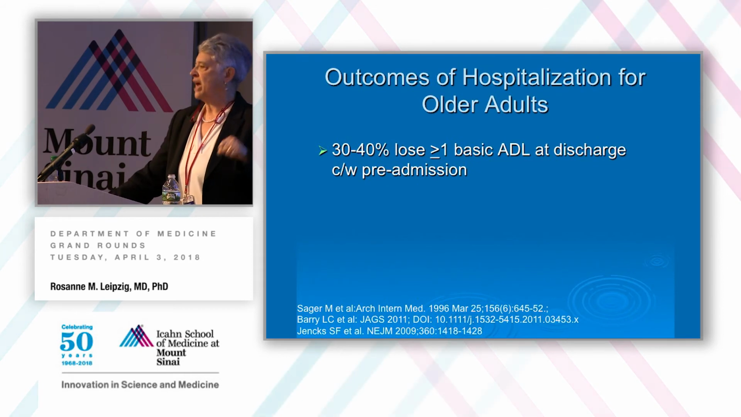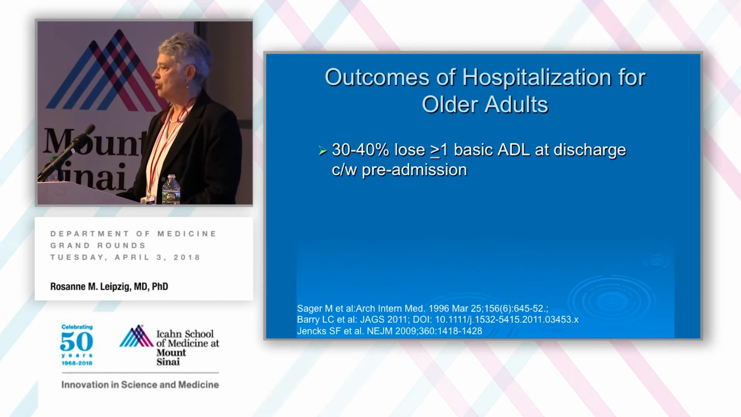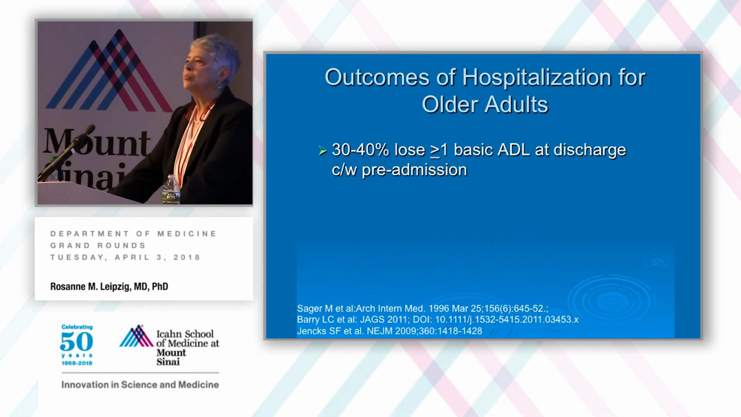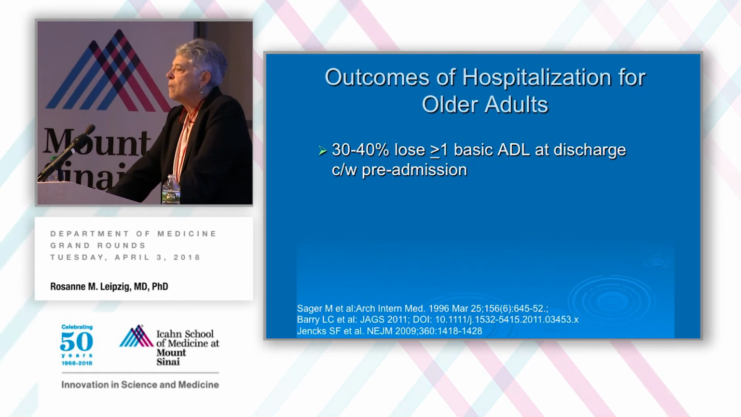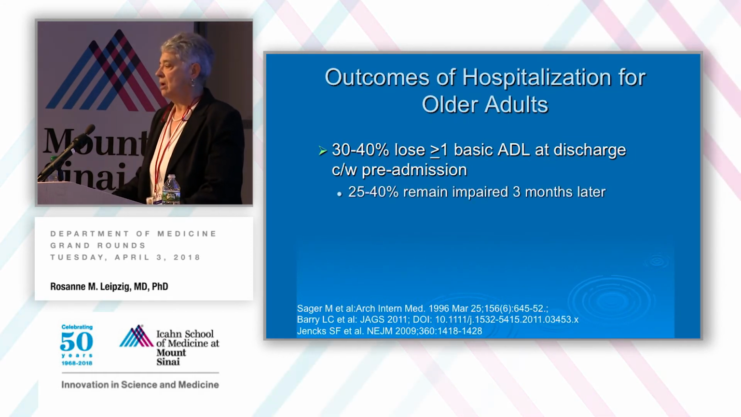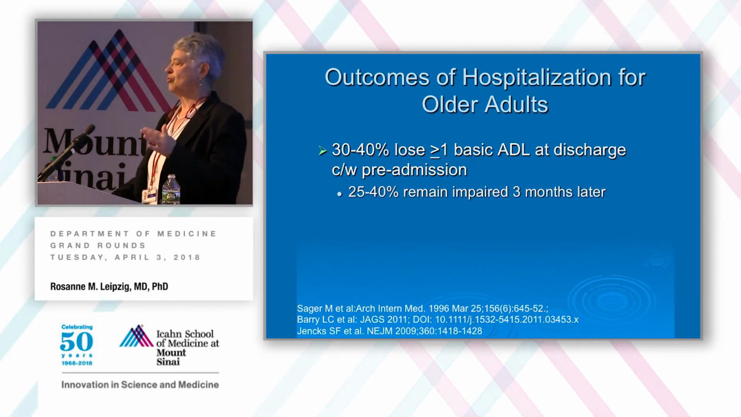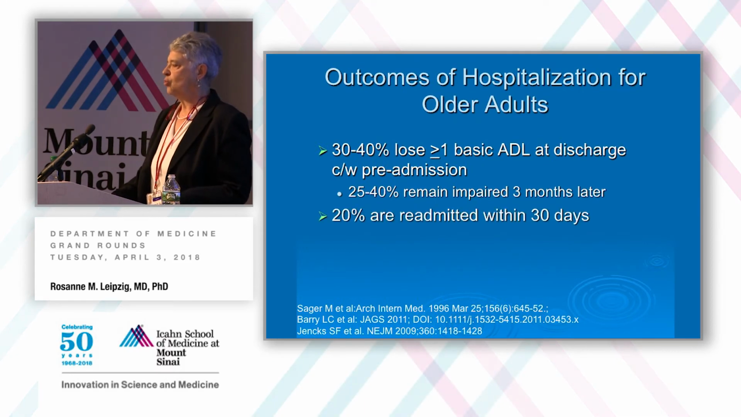One of these has to do with hospitalization, how people do after hospitalization. Would it surprise you to know that 30 to 40% of older people, 65 and older, lose one or more basic ADLs at discharge compared with 2 weeks pre-admission? They can't eat, they can't walk. They came in with CHF or cellulitis or COPD, and they leave not being able to walk or eat or bathe. And 25 to 40% are still impaired 3 months later, and 20% are readmitted within 30 days.